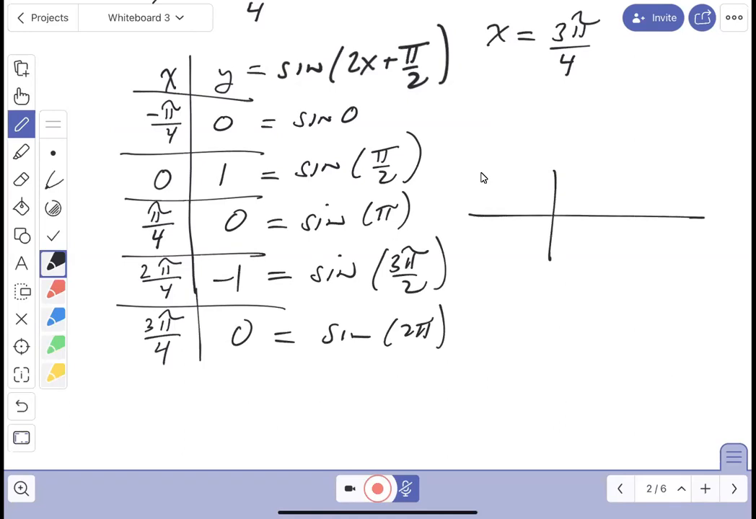Let's see. Minus pi over 4 is 0. That's that point there, right? 0, 1. It's up there. Pi over 4 is 0, it's there. 2 pi over 4 minus 1, right about there. And 3 pi over 4, 0. And this is the sine function, right?